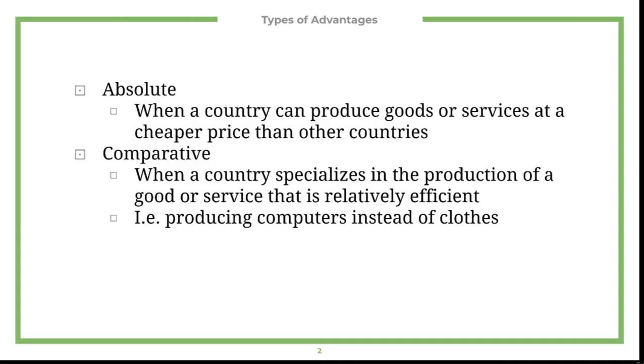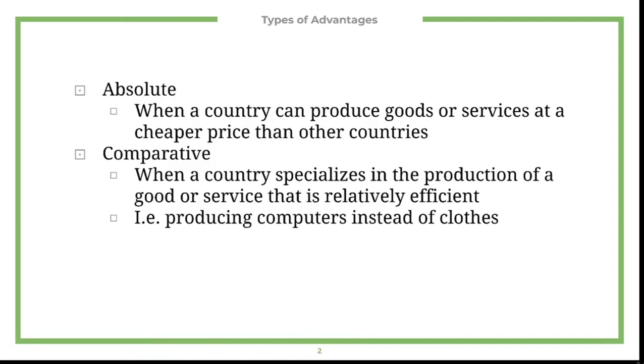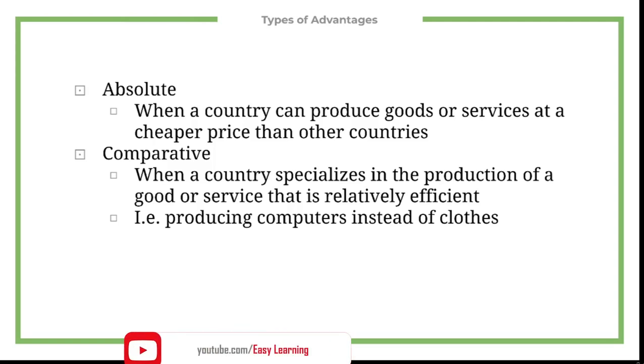The next kind of advantage is called a comparative advantage. And this is when a country can specialize in the production of a good or service that they're relatively more efficient at producing. So for example, if America were to produce computers over clothes because they're more efficient at doing so, that would be an example of a comparative advantage.